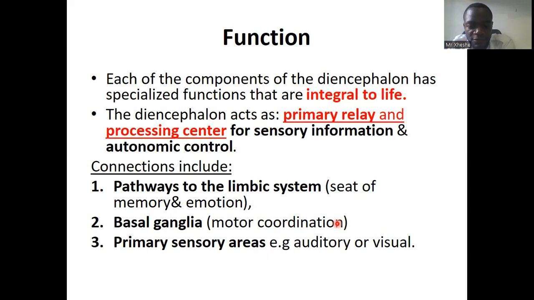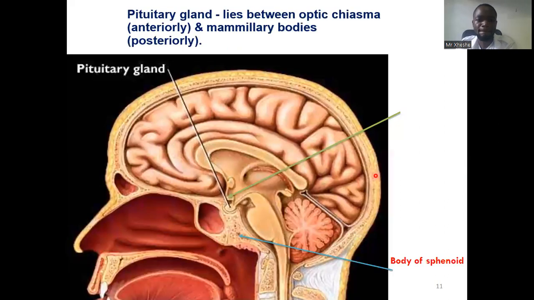Next is primary sensory areas, for example, vision and auditory areas. So we talked about Brodmann areas and where to find these areas. Like vision, we're talking about Brodmann area 17. Then here are 42 and 43 as primary auditory areas. So those areas are connected to the diencephalon, or rather the diencephalon is connected to these areas for proper coordination of these functions of the brain.